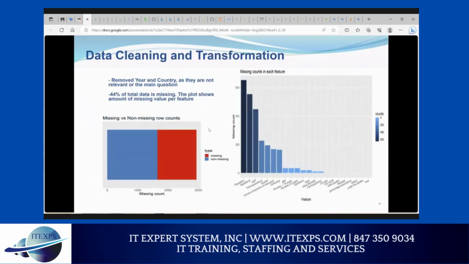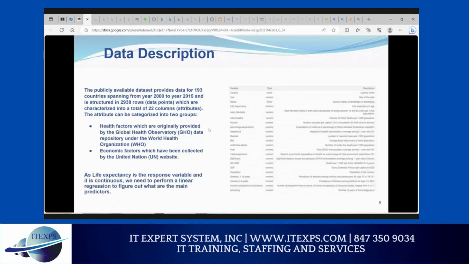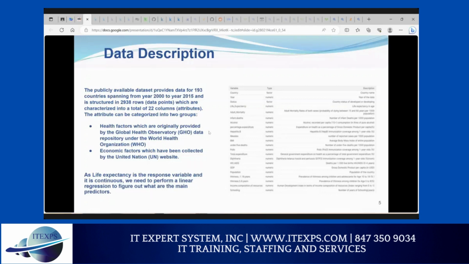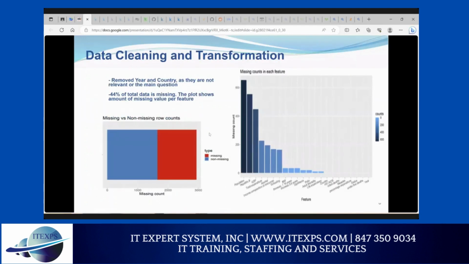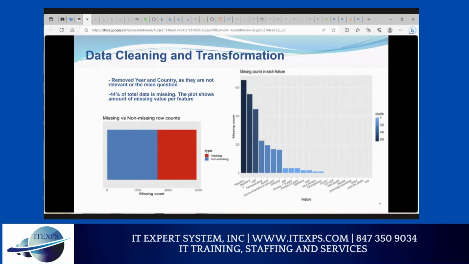The data came straight from the World Health Organization. We have 22 columns and almost 3,000 rows. I believe it covers 193 countries, and the year range was from 2000 to 2015, so 16 years of data. Then I started cleaning and transformation. We checked for missing data, and there was a lot, almost 44% missing. Then we checked where it was. The most missing categories were population, hepatitis, GDP, total expenditure, etc.